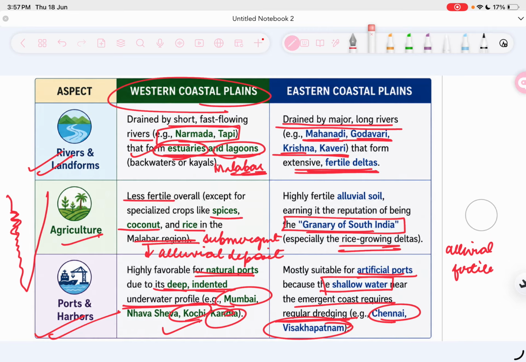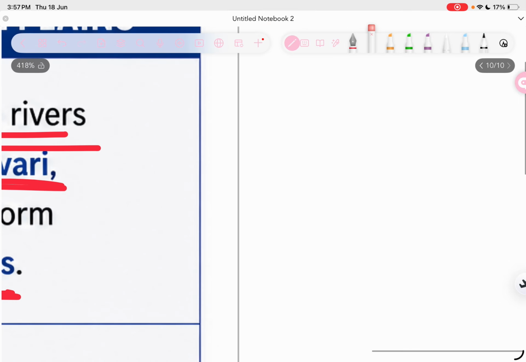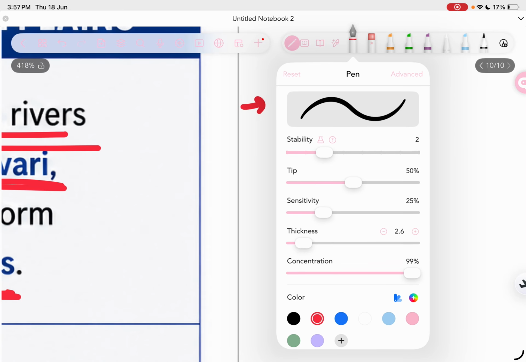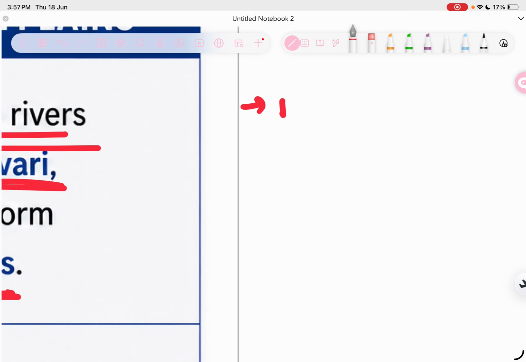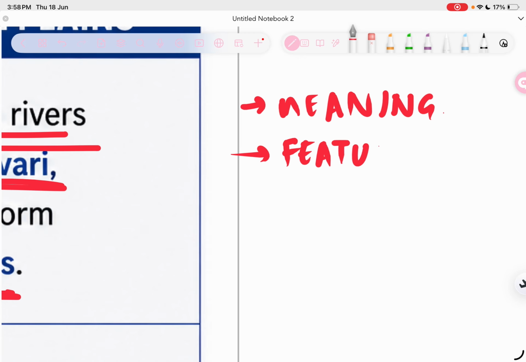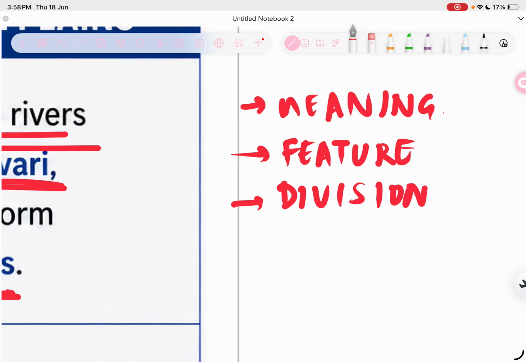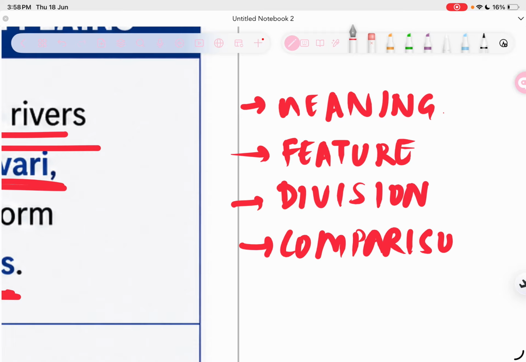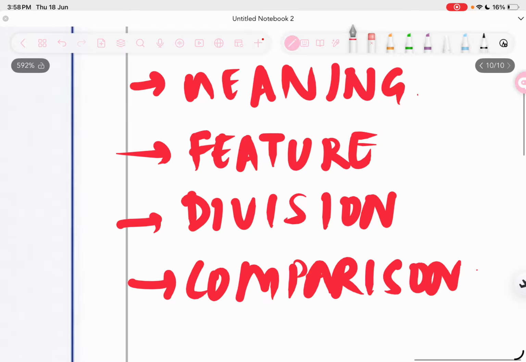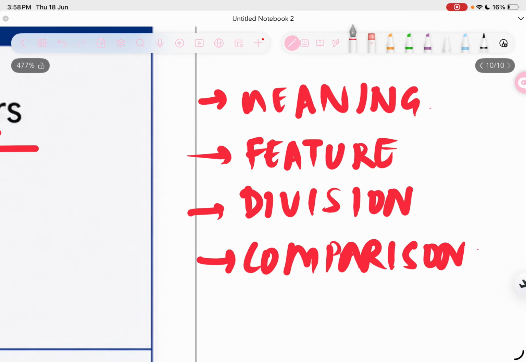So through our discussion, we have basically discussed the meaning of coastal plains. Then we have discussed what the basic features are. Then we have discussed the division, and in the end we have also discussed the comparison. We have done with all of these things in this video.